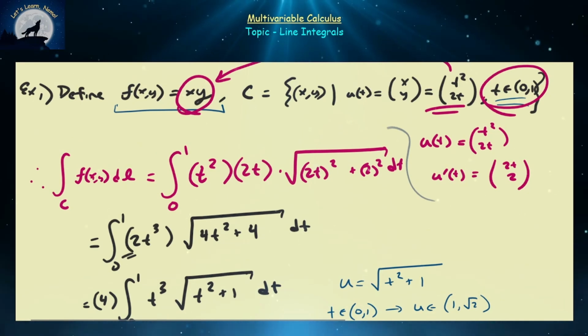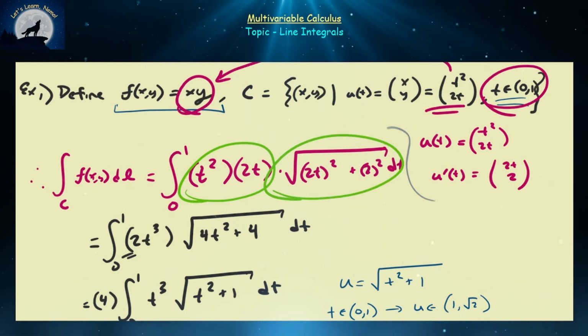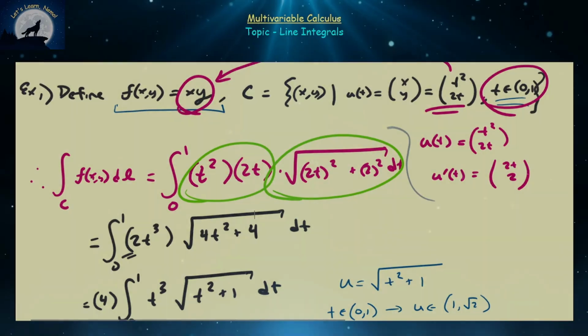Pretty much the only new part that you need to get familiar with is how to set it up. So first off, reparameterize your function of x and y in terms of t, and then take the norm of the derivative of the parameterization vector function u. And then the rest turns into a single variable calculus problem.